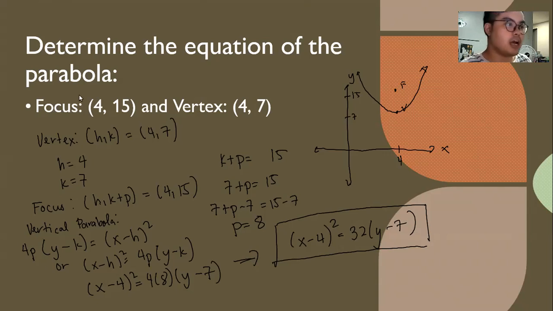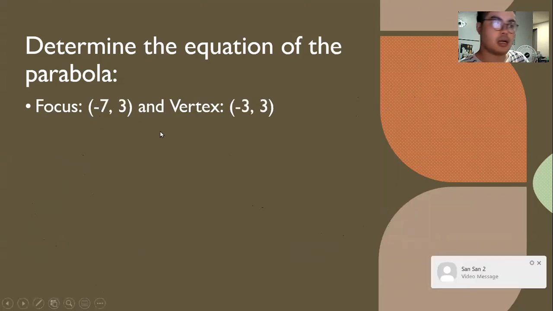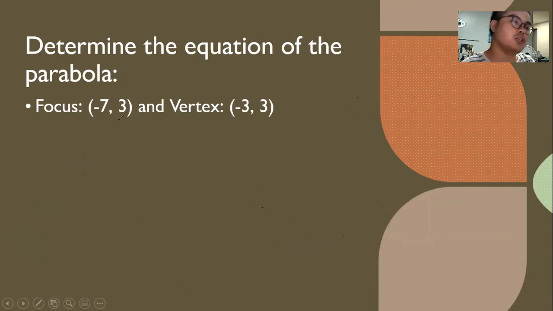Okay, so always remember, if the value of x is the same in our focus and vertex, it means it is a vertical parabola. Okay, so now we're going to move to the next item. Okay, so here, since the values of y are the same, before we conclude, let's draw first. Since both are negative, I will place it more to the left.